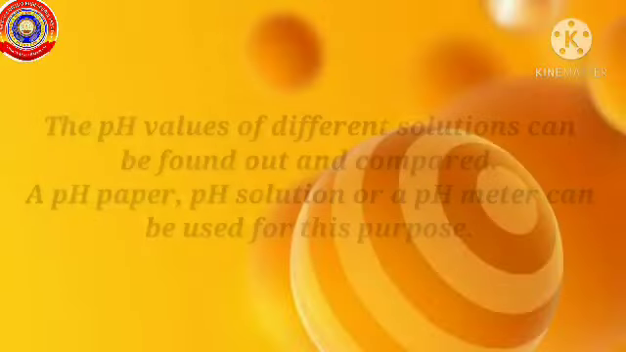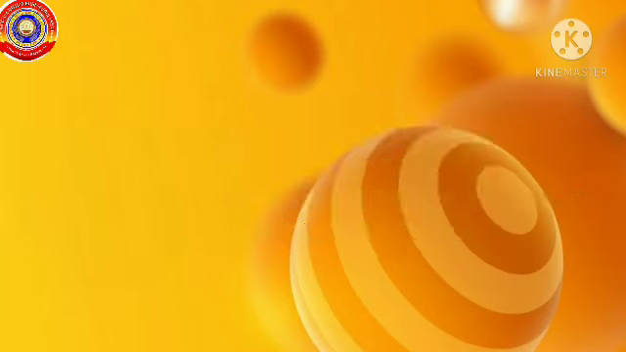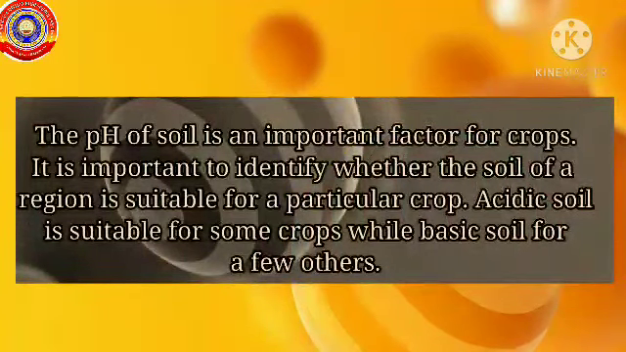The pH value of different solutions can be found out and compared by using a pH paper, pH solution or a pH meter. It is very important to determine the pH of a soil before farming. Different crops grow in different soil. The pH of a soil is an important factor for the crops. Some crops grow in acidic soil whereas some others grow in basic soil. It is important to identify whether the soil of a region is suitable for a particular crop.